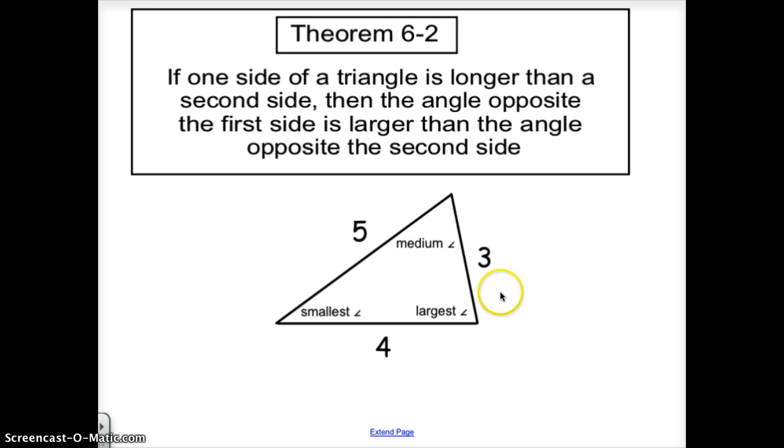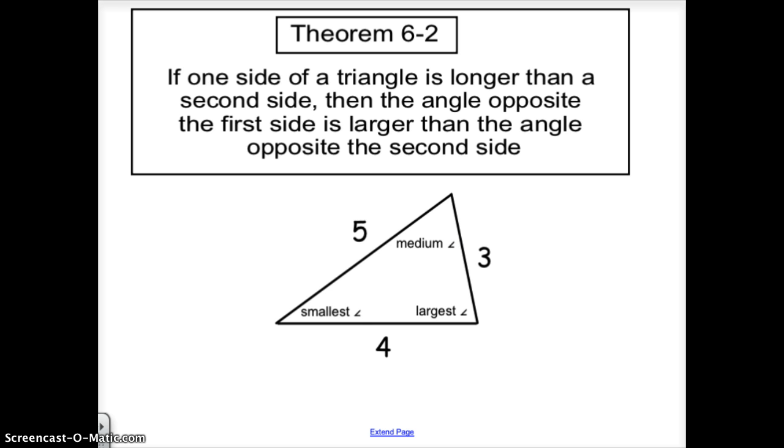Theorem 6.2 says that if the side of one triangle is longer than the side of a second, then the angle opposite the first side is larger than the angle opposite the second side. And we could obviously throw in there, based on the fact that a triangle has three sides, we could then conclude that there's a small, a medium, and a large side. 5 is opposite the largest angle, 3 is opposite the smallest, and therefore 4 would be in the middle. Take a second, hit pause, and answer questions 1 through 8 on your packet now.